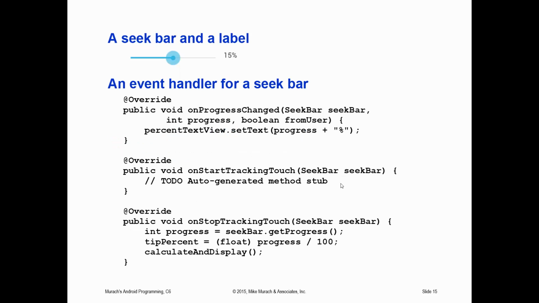The seek bar, which we also did in the last chapter. There's on start tracking touch when the user begins to change the value of the seek bar. There's on progress changed, which we've used before, and that's executed when the user changes the value of the seek bar. There's on stop tracking touch, which we've used before, when the user finishes changing the value of the seek bar. And there's on progress changed. That's the second parameter that provides the progress value for the seek bar. So we've looked at this at least somewhat in the past.